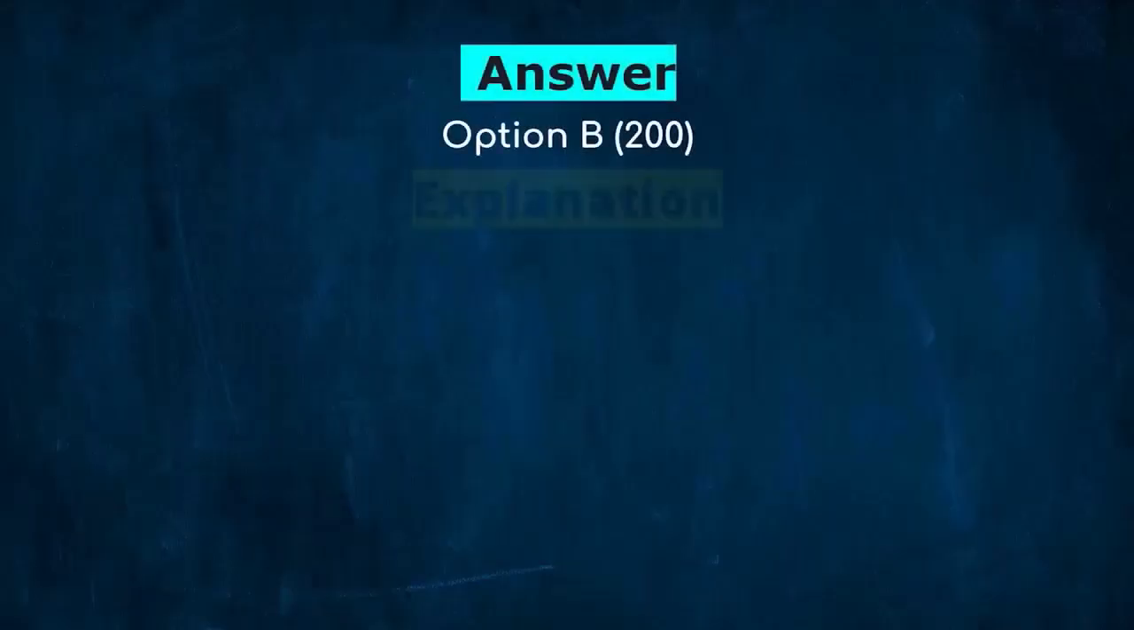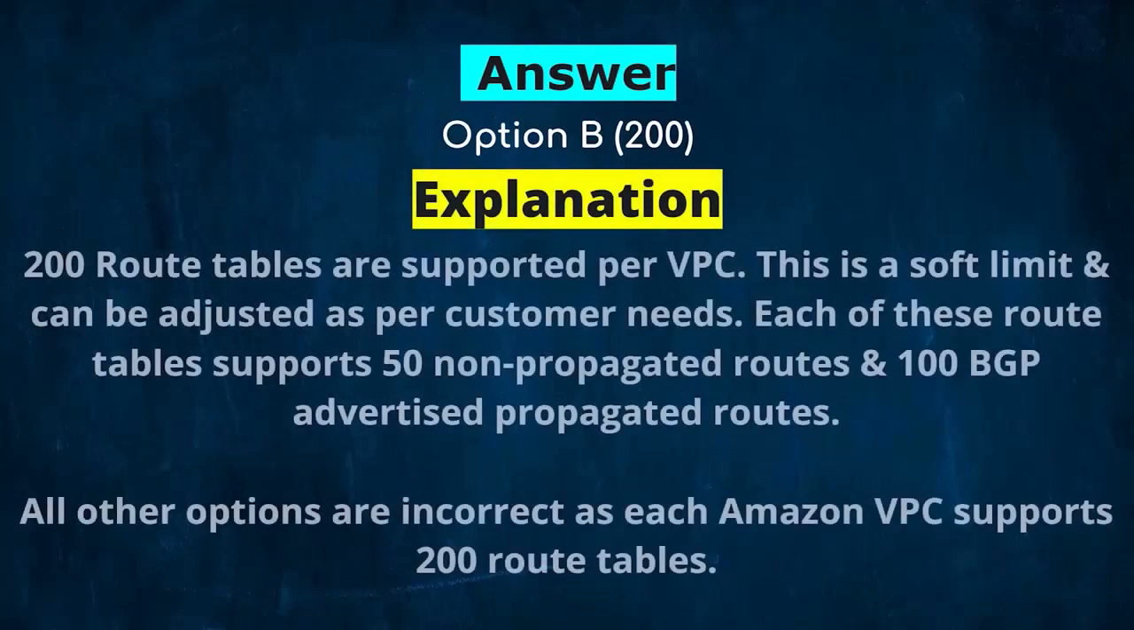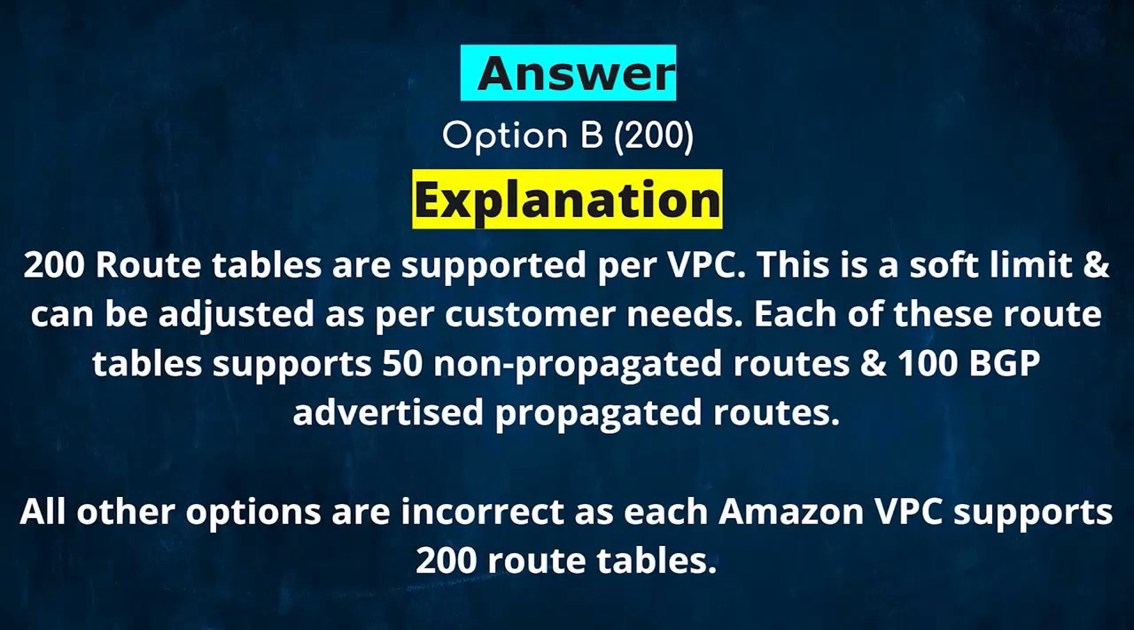200. Explanation. 200 route tables are supported per VPC. This is a soft limit and can be adjusted as per customer needs. Each of these route tables supports 50 non-propagated routes and 100 BGP advertised propagated routes. All other options are incorrect, as each Amazon VPC supports 200 route tables.